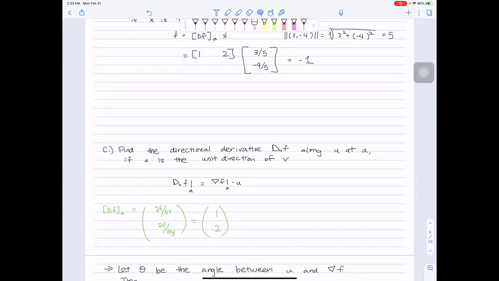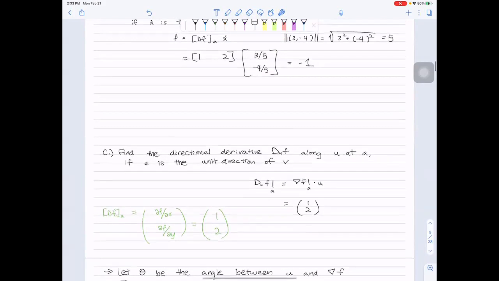So now we use our formula. The formula says that the directional derivative, D sub u of f, equals the gradient, which we now know is (1, 2), dotted with u, and u, as I said, should be a unit vector. We found what u is here: (3/5, -4/5). And now that's just a dot product, right? A dot product gives you a single scalar. So you get the same answer of -1.